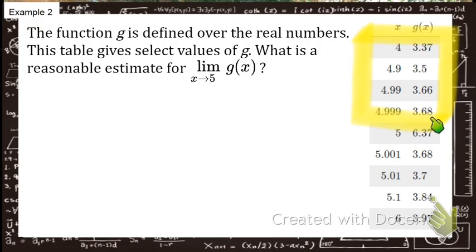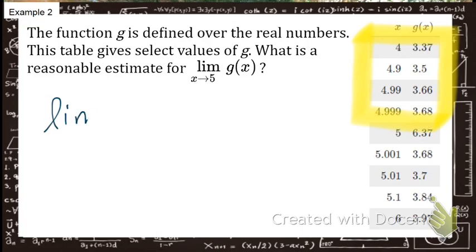So far, so good? Could you give me a reasonable estimate for what the left-hand limit would be going toward? 4? Maybe 4. It doesn't look like it's growing that fast, though, right? 3.37, 3.5, 3.66, 3.68. Maybe just 3.68. You okay with that? All right, I want you guys to write that down into your notes.